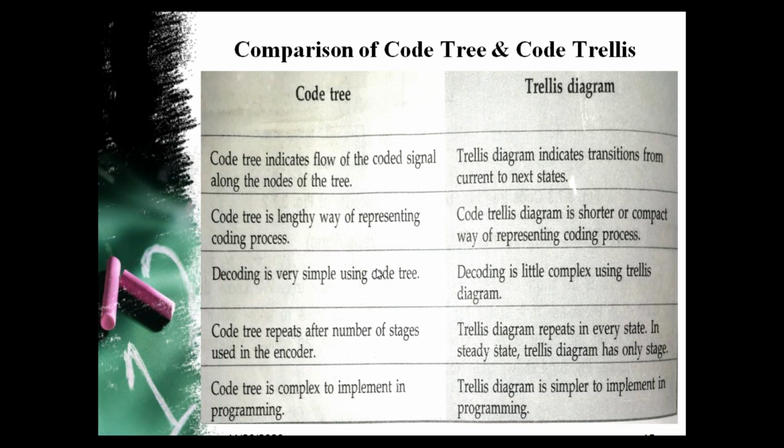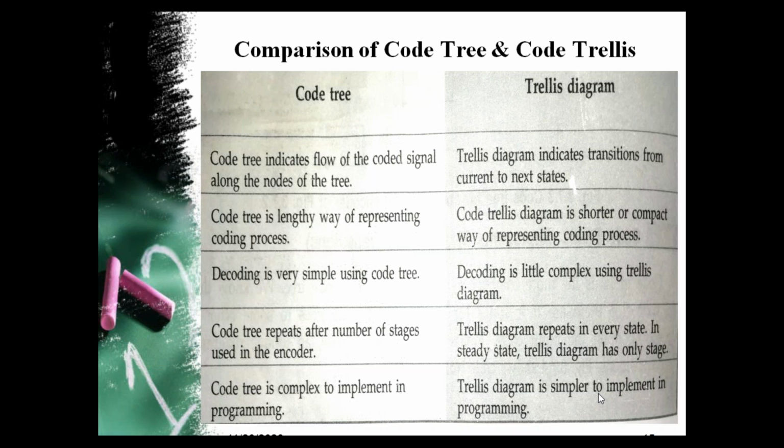We can continue in a particular path if we are using the code tree. We will have to switch back to the current state, that input state, corresponding to each bit. Okay, anyway, it is not that complex. If we compare these two, we can say: code tree repeats after the number of stages used in the encoder. Trellis diagram repeats in every state. In steady state, trellis diagram has only one state. Code tree is complex to implement in programming. Trellis diagram is simpler to implement in programming. That is a comparison of the code tree and the trellis diagram.